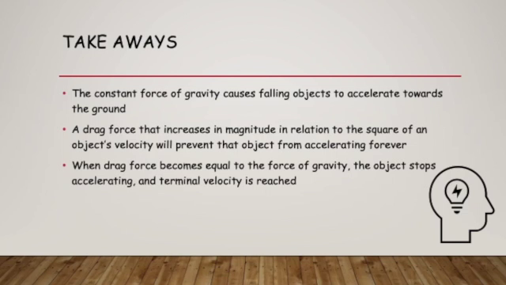So what do we take away? The constant force of gravity causes falling objects to accelerate towards the ground. A drag force that increases in magnitude in relation to the square of an object's velocity will prevent that object from accelerating forever. And when drag force becomes equal to the force of gravity, the object stops accelerating and terminal velocity is reached.